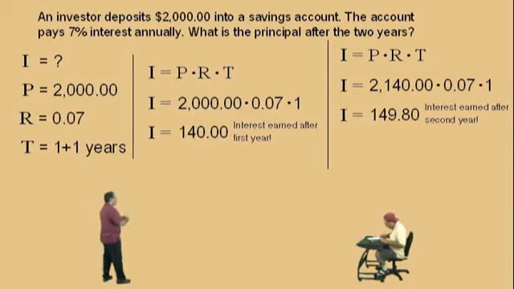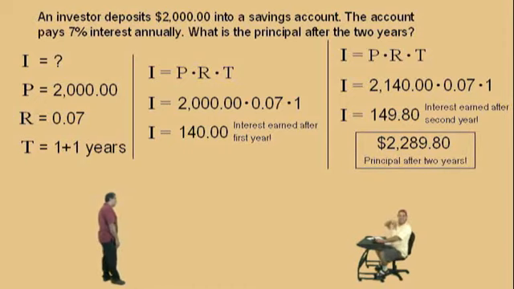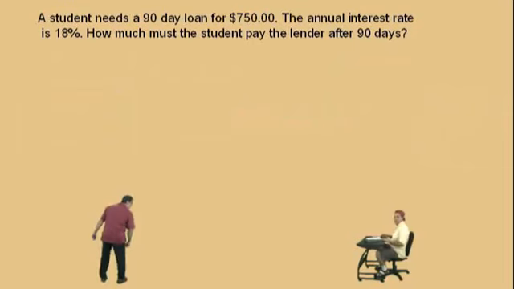So Charlie, what is the total balance after the 2 years? Remember, it's got to be $2,140 plus the $149.80. And so what do you get? $2,289.80. Very nice there, Charlie. So for the 2 years, there's the principal. Now, how much did the investor actually earn over the 2 years, Charlie? $289.80. That's right. Okay, not bad. All right, Charlie, let's do another one.